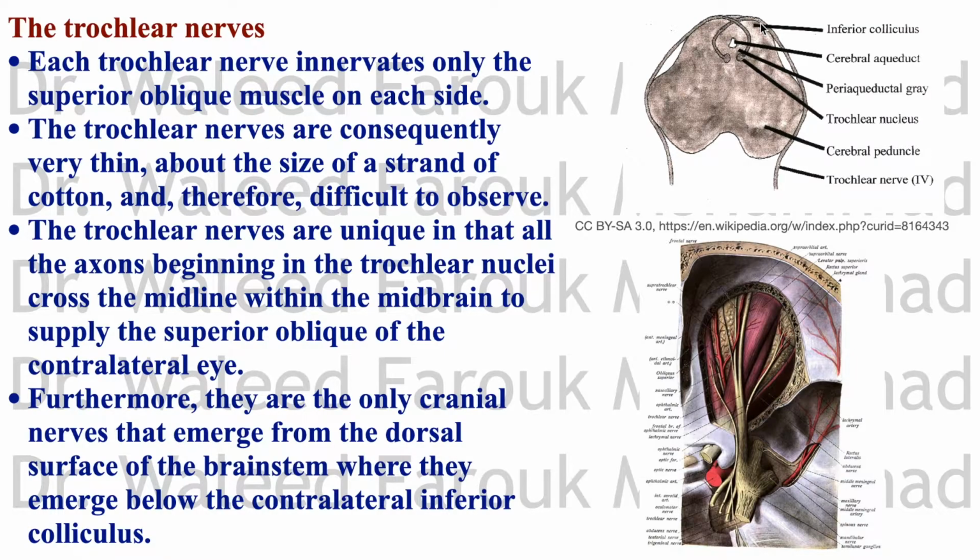So each trochlear nerve supplies the contralateral extraocular muscle. Okay, so it's the only nerve that emerges from the posterior aspect of the brainstem, or dorsal surface of the brainstem, and also the nerve that crosses very early, within the midbrain. After emerging from its nucleus, it emerges from below the contralateral inferior colliculus.